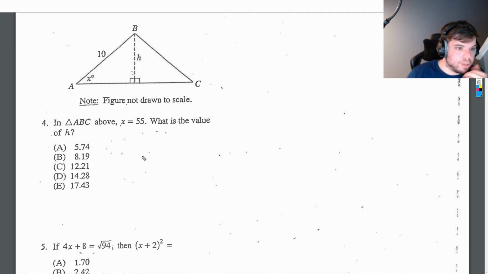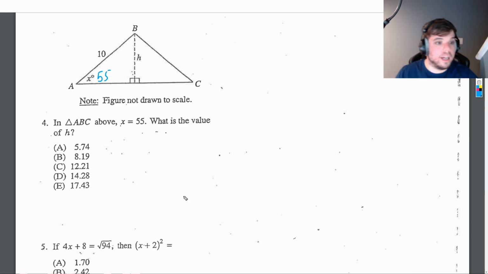In triangle ABC above, x equals 55 degrees. Okay, so we'll put a 55 in there. I always say to label your figures egregiously. If they're not labeled, label them. Every little thing. What is the value of h? Okay, so we have a 55-degree angle. We have 10, h, and an unknown everything else. Note figure not drawn to scale. I don't think that's helpful.